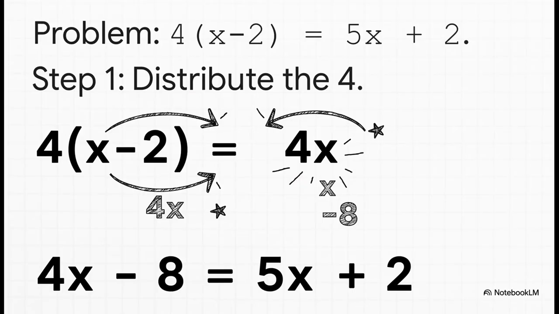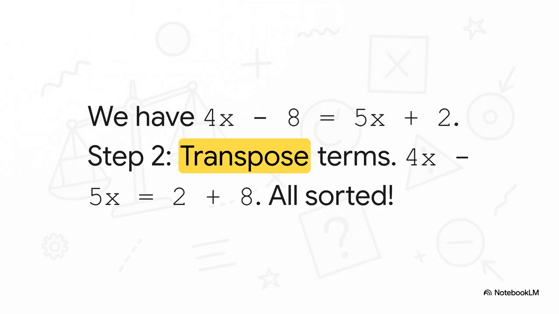Okay, let's put our recipe into action with this puzzle right here. We've got 4 times (x minus 2) on one side and 5x plus 2 on the other. So what's step 1 of our game plan? Get rid of the parentheses. So we need to distribute that 4 to everything inside. First, 4 times x gives us 4x. Then 4 times minus 2 gives us minus 8. The other side of the equation just hangs out for a second. Okay, parentheses are gone. Now we're looking at 4x minus 8 equals 5x plus 2.